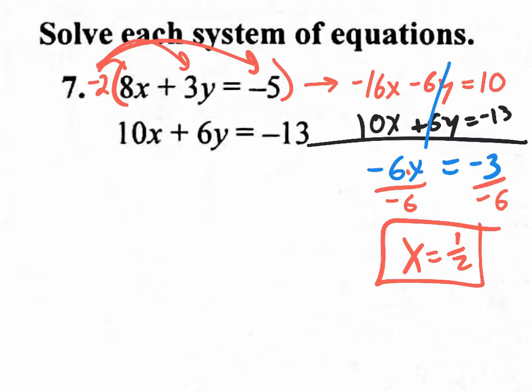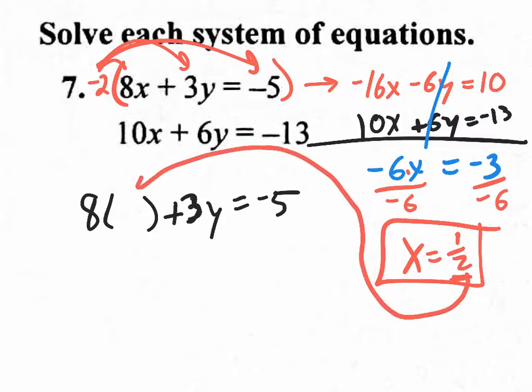So let me rewrite the top equation exactly the way it is. 8x plus 3y equals negative 5. But notice that instead of the x, I put parentheses because I want to take this x value of 1/2 and plug it right in there. So what is 8 times half, 8 over 1 times 1 over 2? That's really 8 over 2. What's half of 8? That's simply 4. Bring down the plus 3y, that equals negative 5.